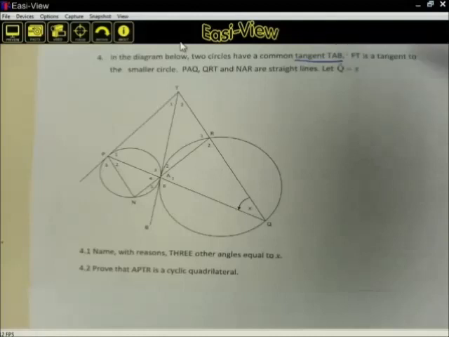But if you read it further, there is no indication of the center here. So we forget about the tangent perpendicular to radius theorem because you do not have the center. The center is not indicated.